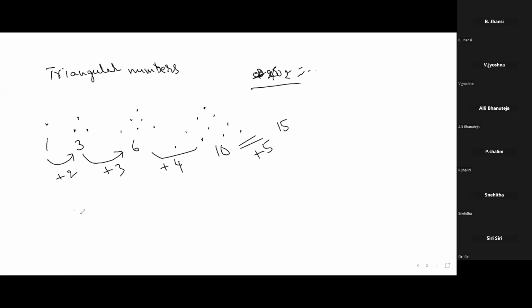So the numbers are 1, 3, 6, 10, 15, 21, etc.